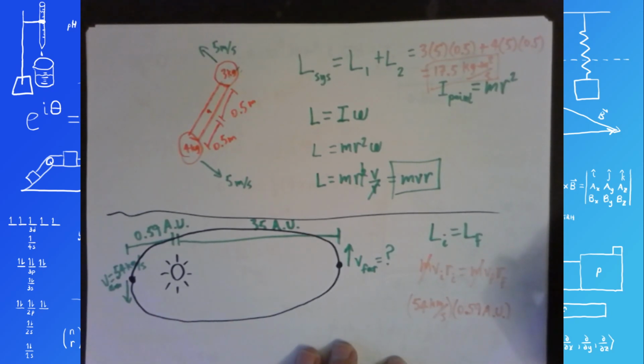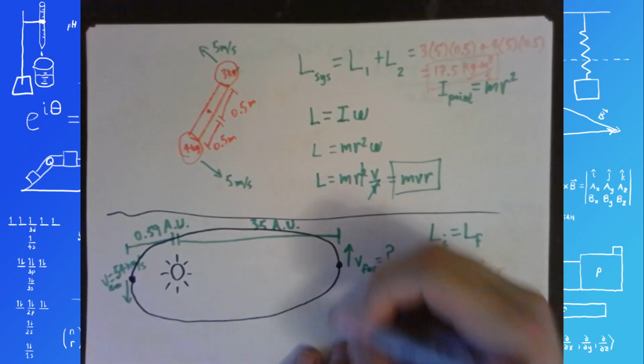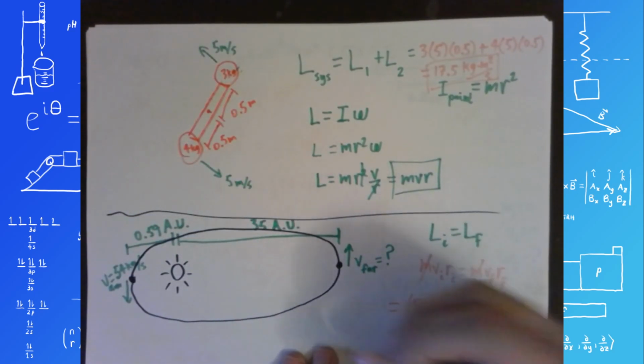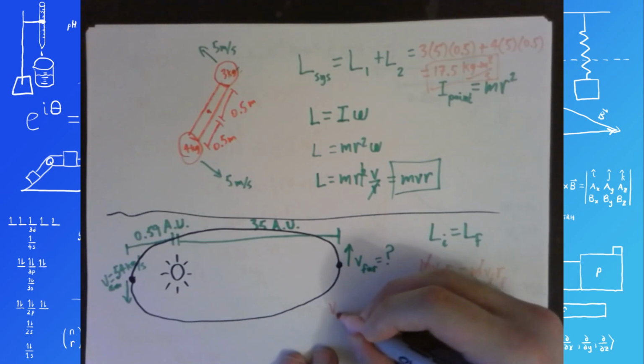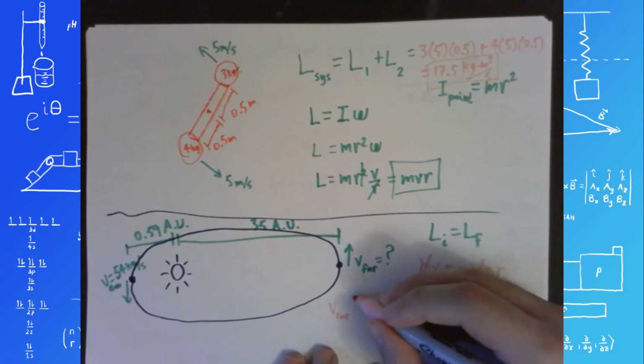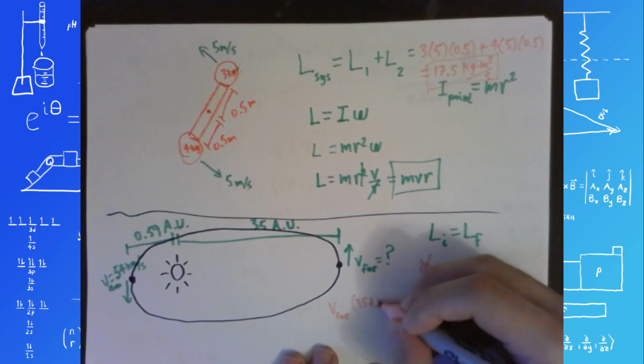I don't have to, and it looks like I'm not going to have enough space on the right over there, so I'm just going to do it on the left. So 54 times 0.59 equals V far times 35 astronomical units.